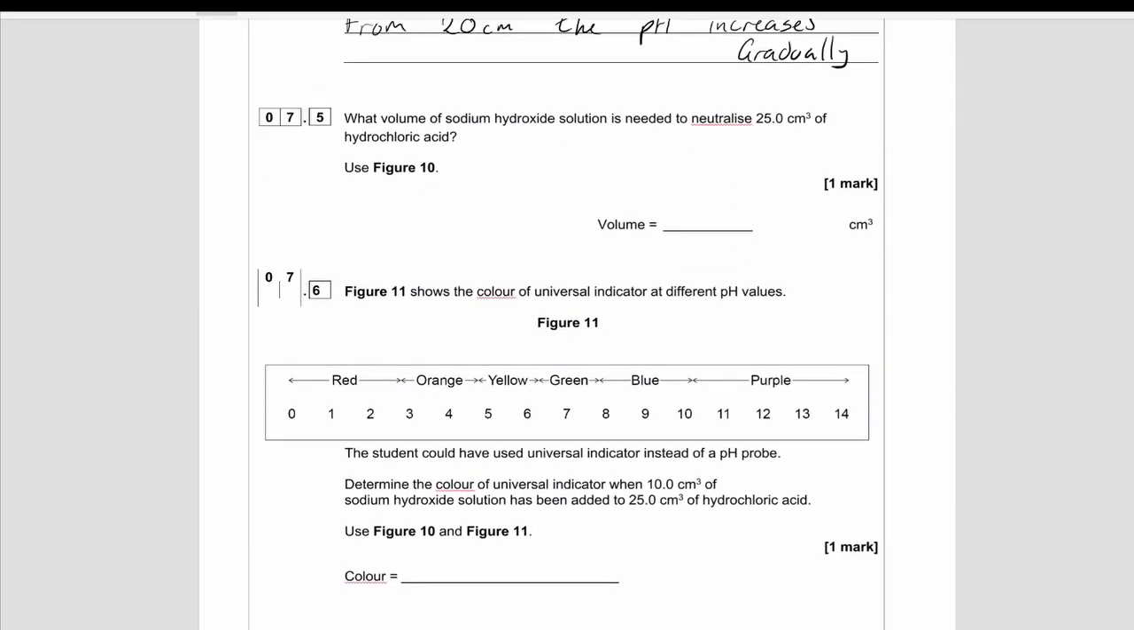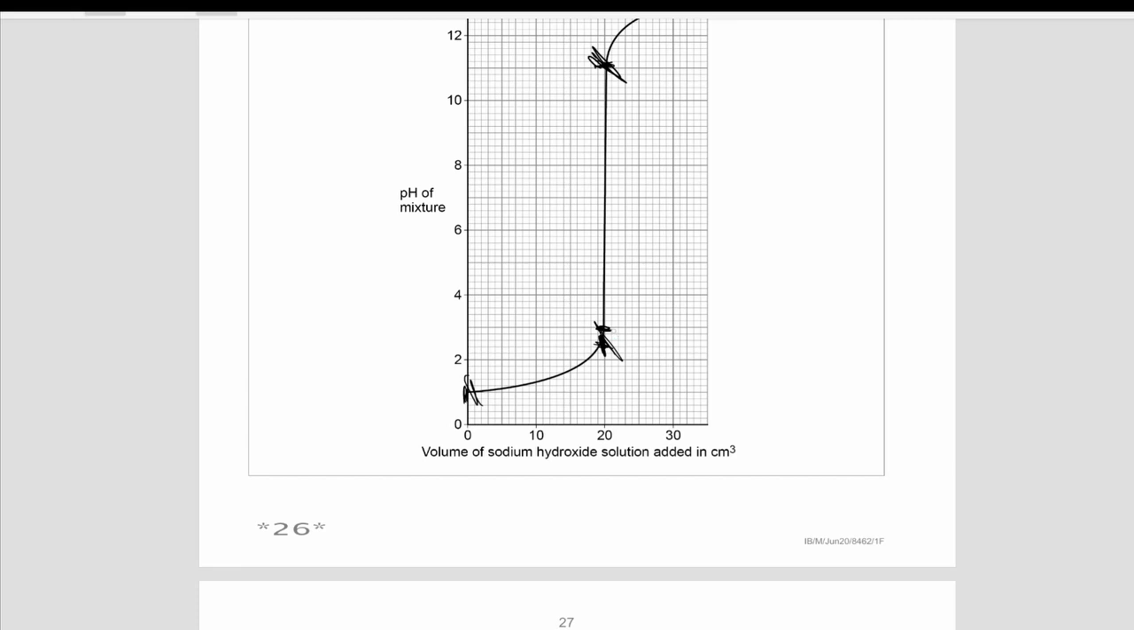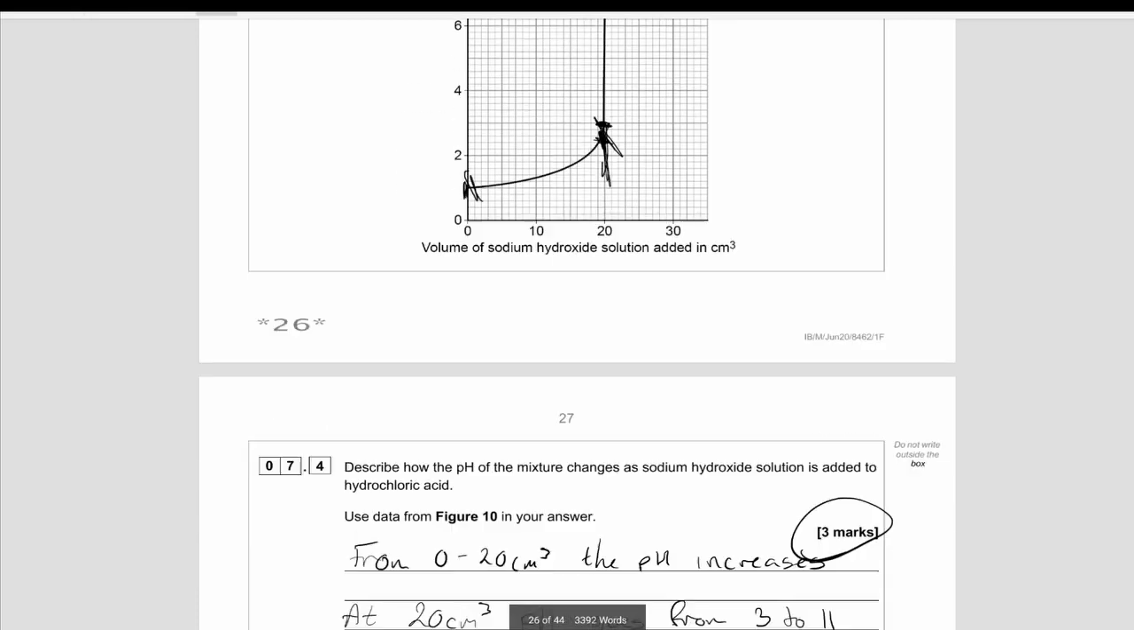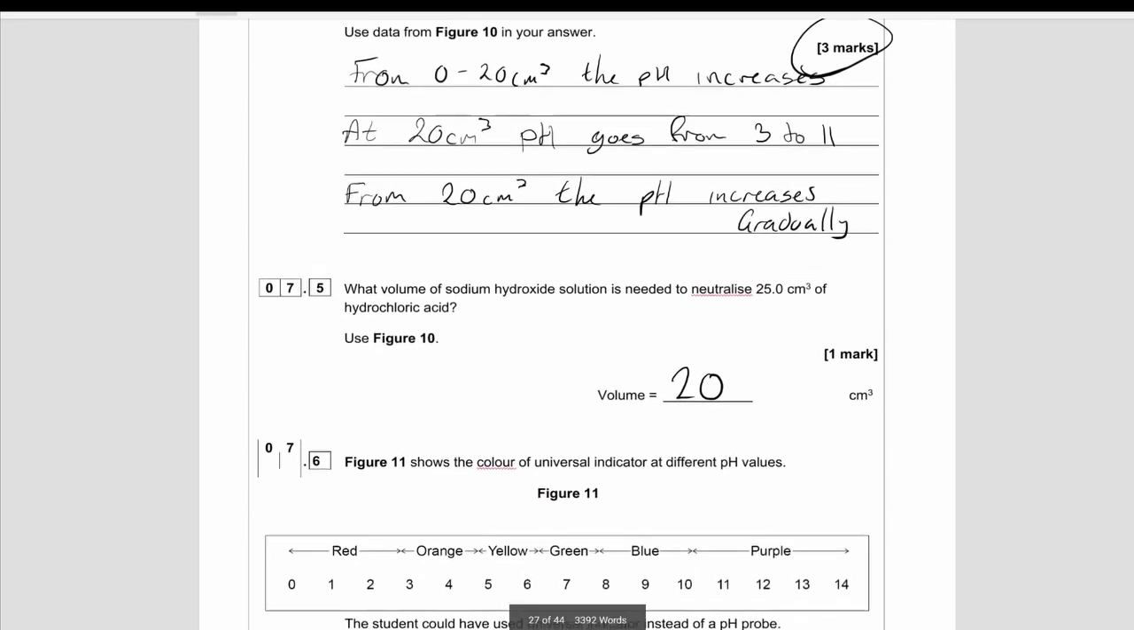Question 7.5 says, what volume of sodium hydroxide is needed to neutralise 25 centimetres cubed of hydrochloric acid? I'm going to look back at my table here and look at the volume of sodium hydroxide that I added when neutralisation occurred. I can see that was at 20 centimetres cubed.